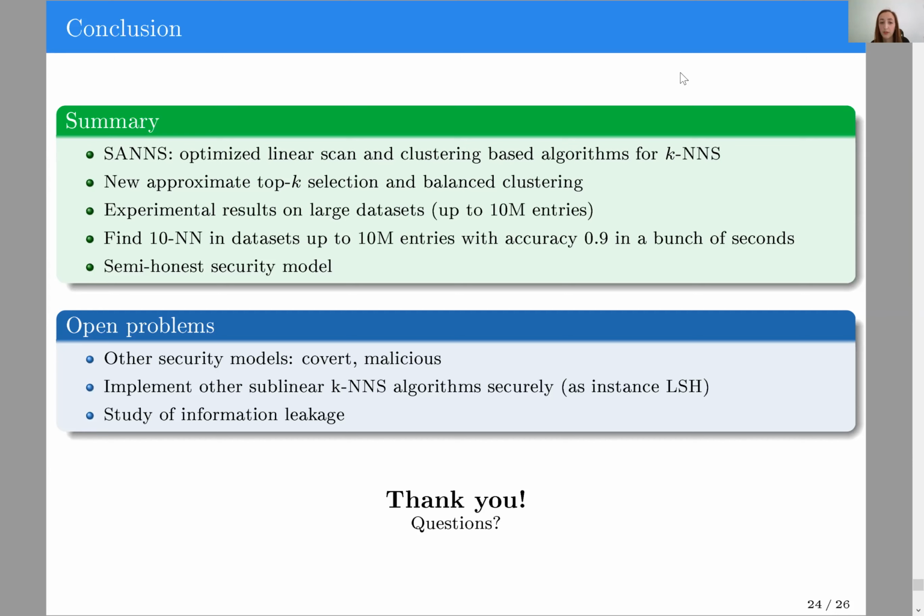Maybe a follow-up question to that. Did you find that the way you had to tune the parameters to get good accuracy was very different depending on which data set you were looking at?